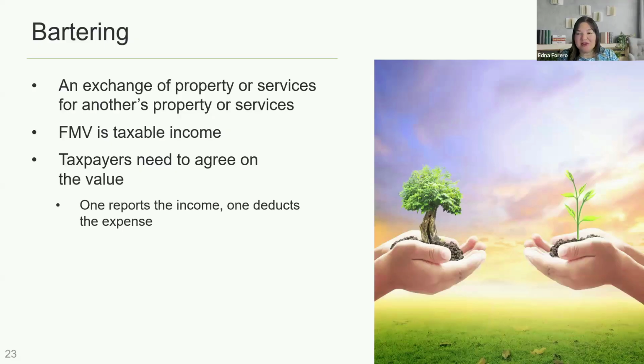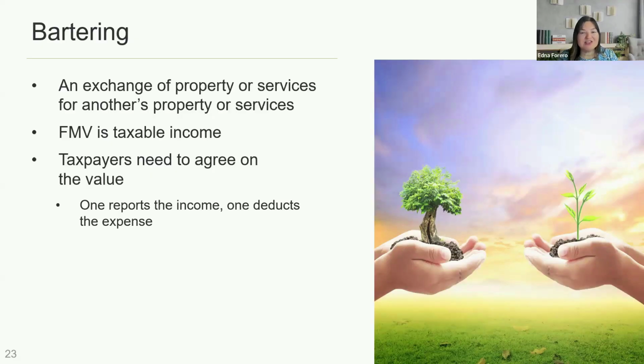Moving on to bartering. We're going to talk about bartering in the sense that it's really an exchange of property. You're going to do something for your neighbor, they're going to do something for you. You're going to provide a service, they're going to pay you for that service using something other than cash. You want to consider what the fair market value is of that exchange. That's what's considered your taxable income. You have to agree on what the value is between you.